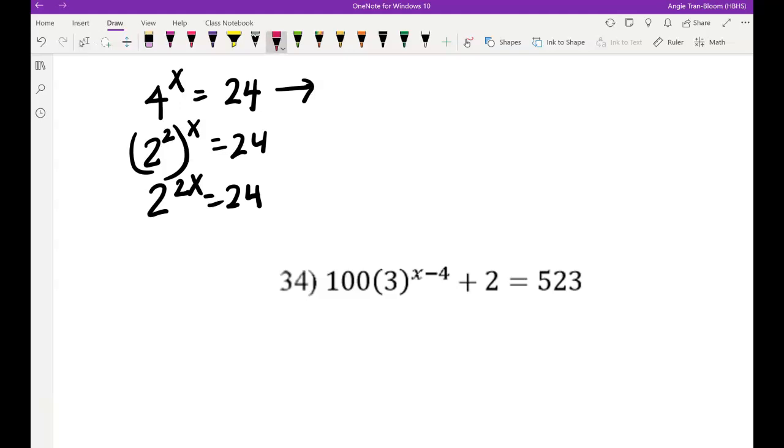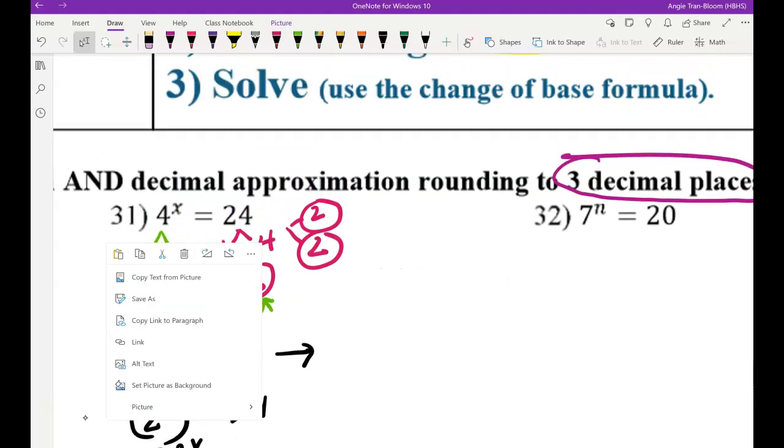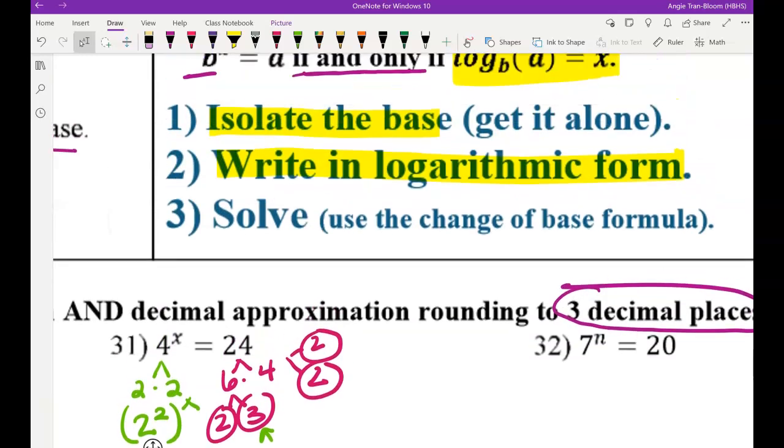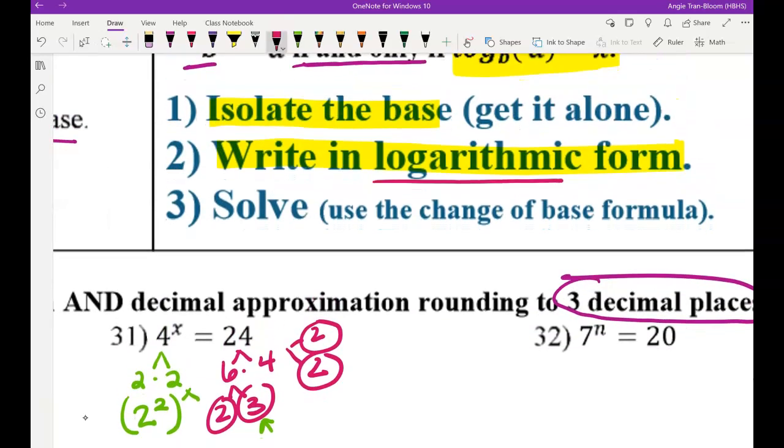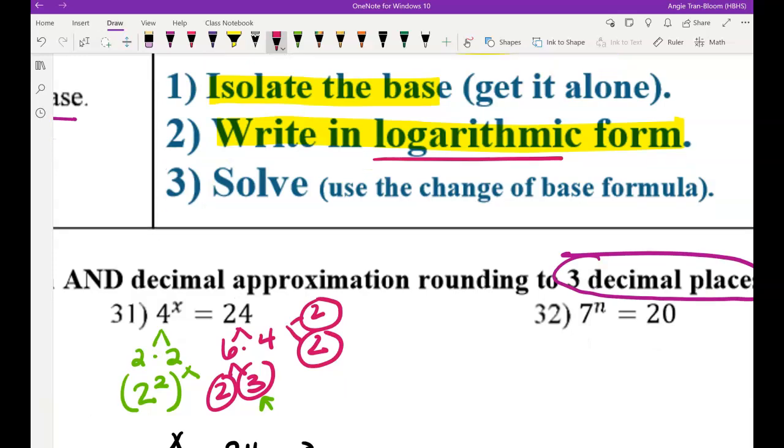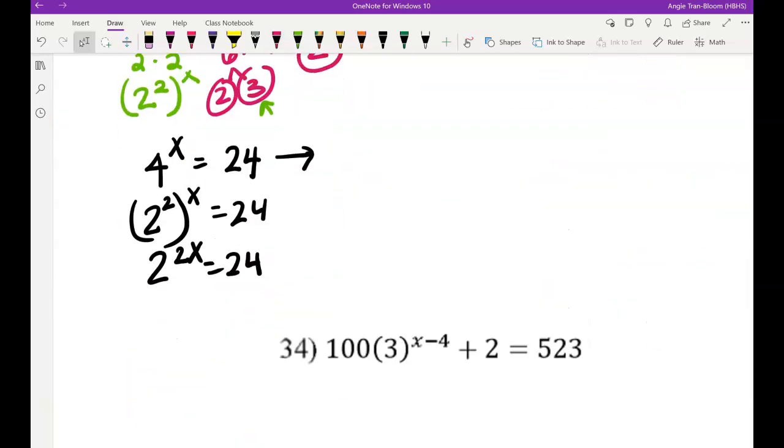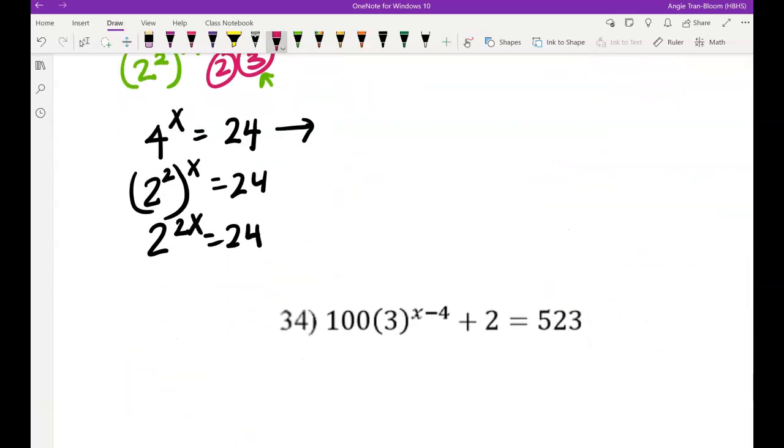I'll show you both. Now, according to your guidelines here, you now will write a logarithmic form. So a logarithmic form, if we're using the bottom here, we will start with the base of 2. So log base 2 of 24 equals the exponent, which is 2x.